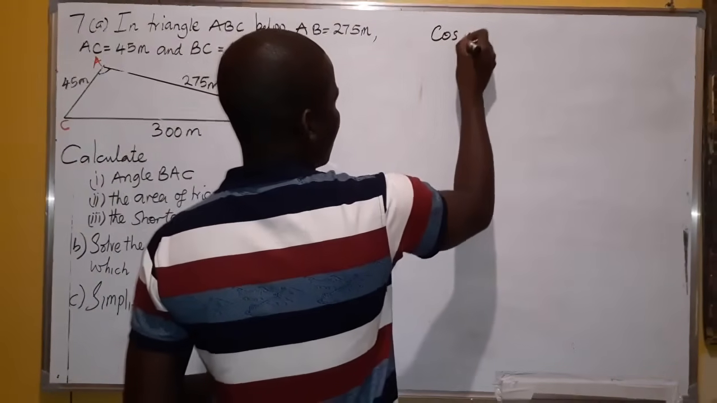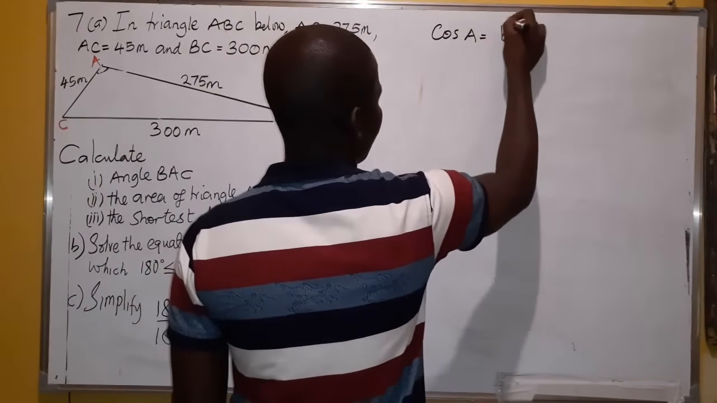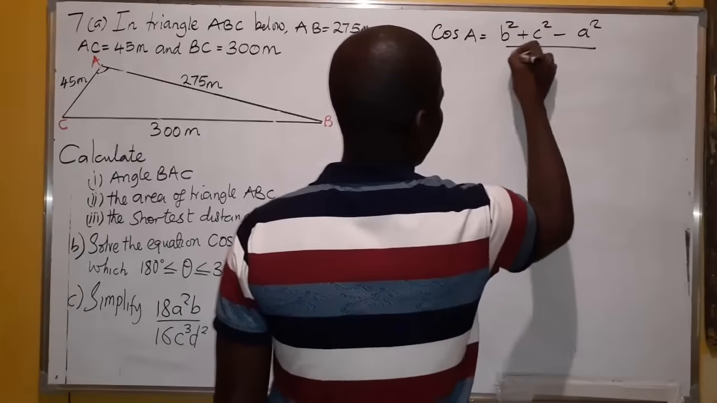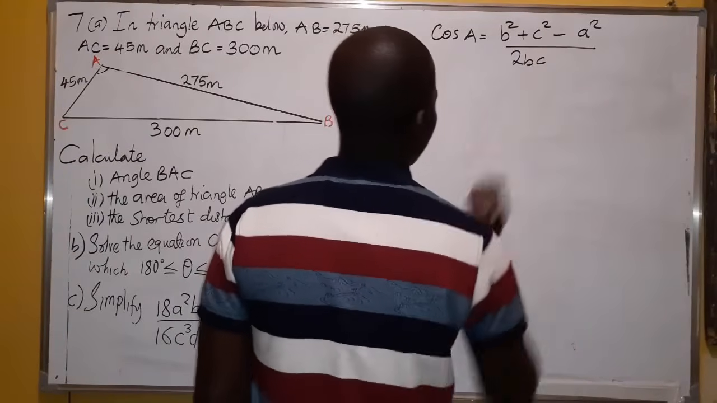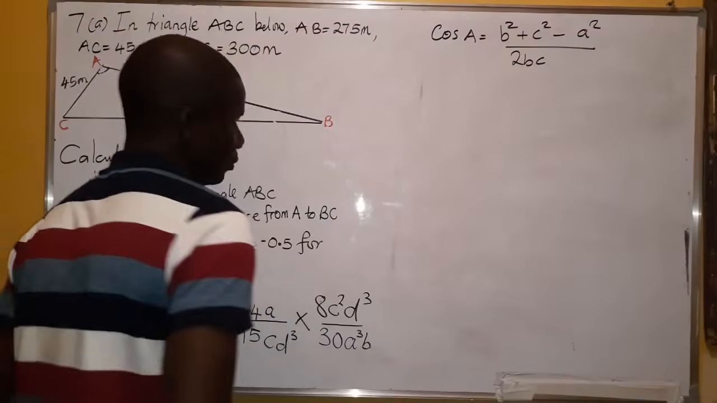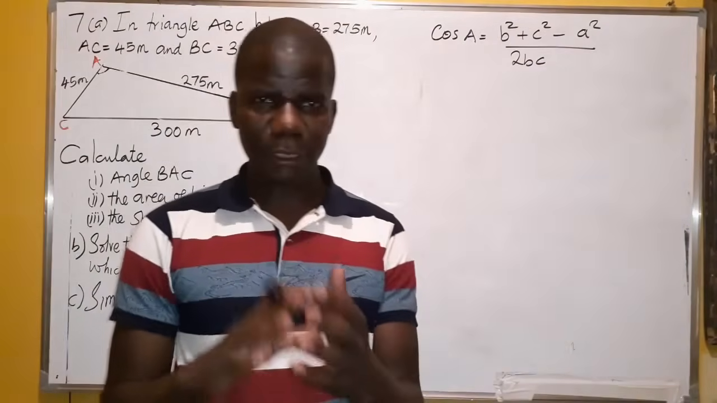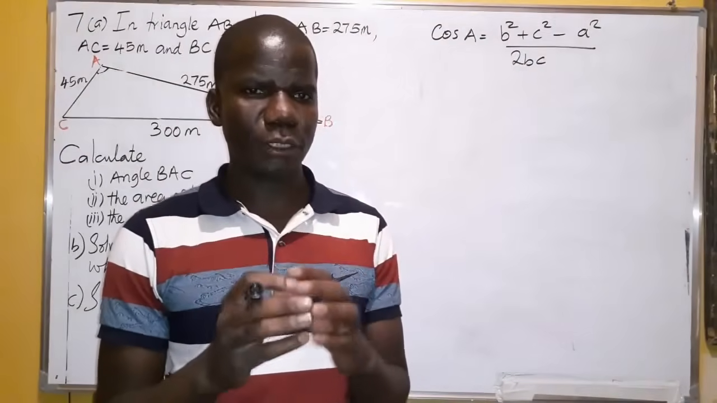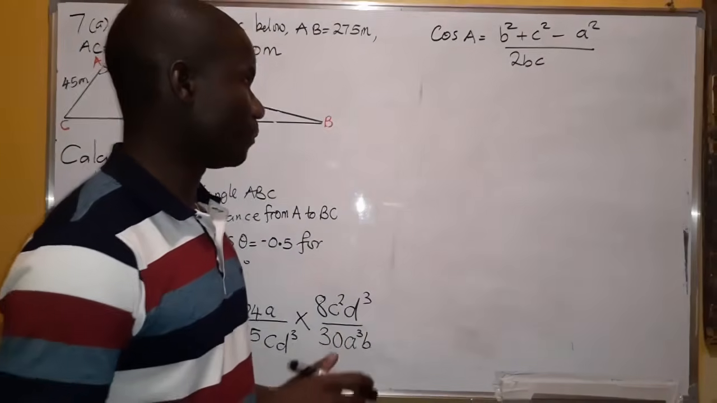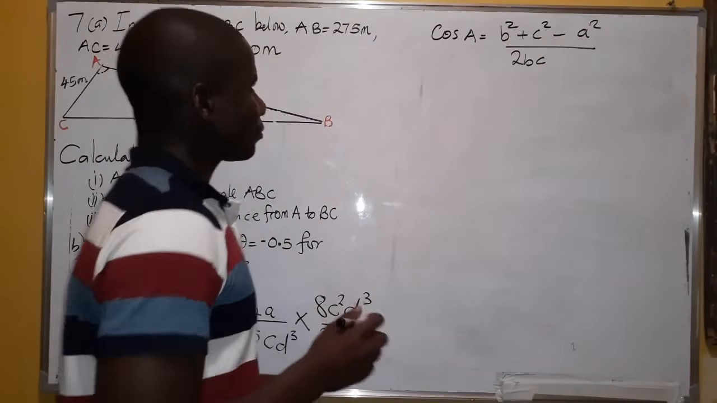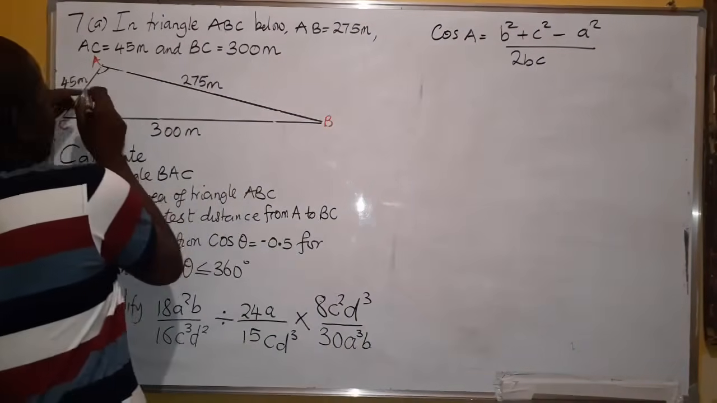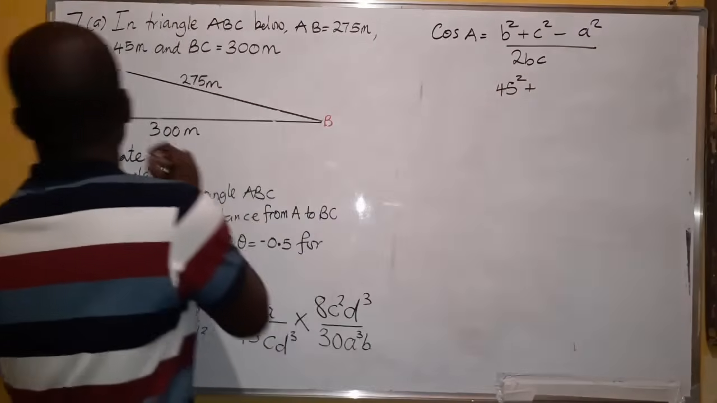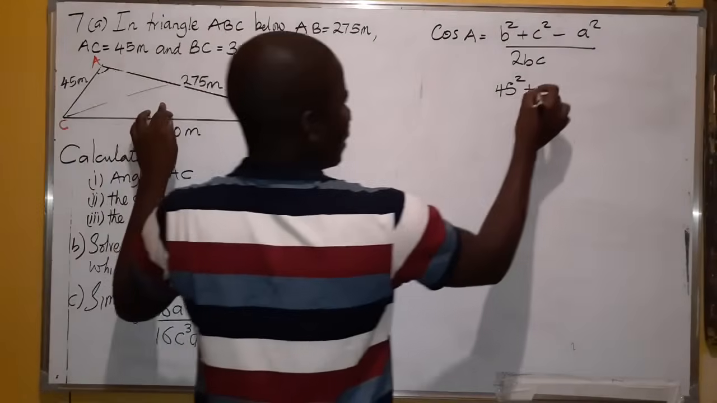So we're going to say cos A equals (B squared plus C squared minus A squared) over 2BC. This is the formula that we're going to use. We are actually using the same formula which is given in the exam, but we have just made cos A, the angle part, the subject of the formula. So now B is this side that is opposite to B, which is the 45 squared, plus C is this side that is opposite to C here, which is 275 squared.